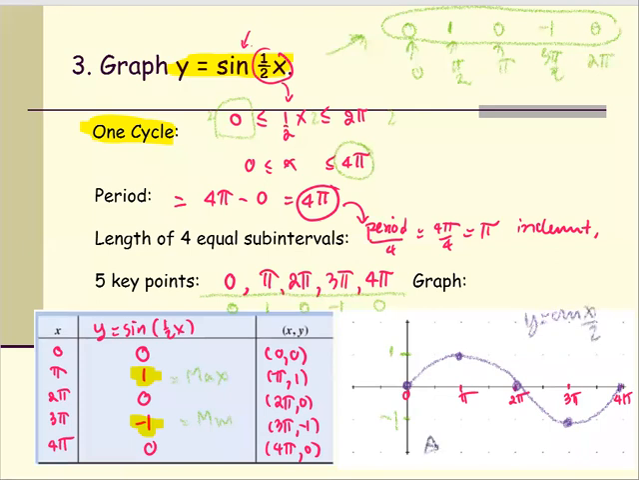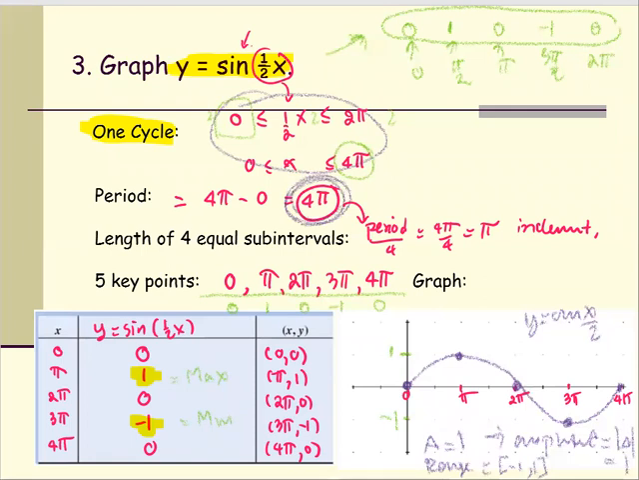With the amplitude, the A is 1 for this problem. Therefore, the amplitude equals the absolute value of A, or 1. And the range is going to be the interval from the minimum to the maximum. The period we compute by setting up the inequality, and we obtain the period of 4 pi.